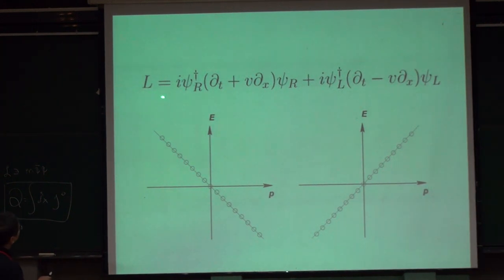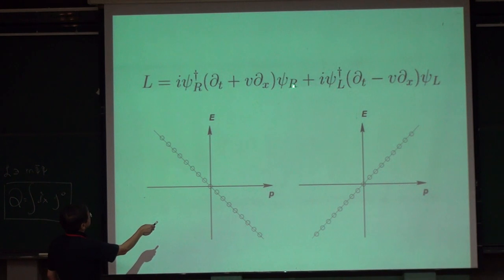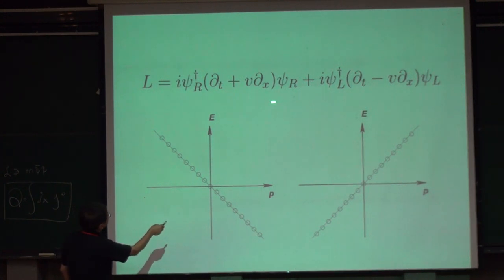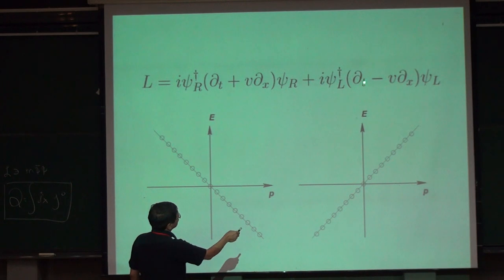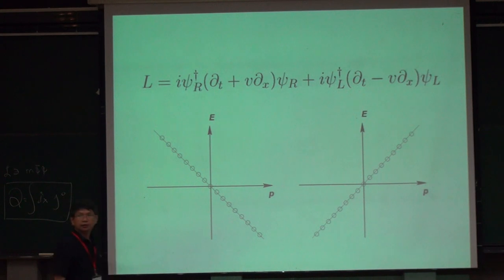And if I write out the Lagrangian, now you can see the psi r. So what's the Lagrangian form? You can derive the equation of motion from the Lagrangian. So if you look at this, the psi r, since it is a function of x minus vt, is annihilated by this operator. So the equation of motion for psi r is just this equal to zero. Similarly, the equation for psi l is this equal to zero. This operator, dt minus v dx, operated on psi l equals zero. So this is the Lagrangian.